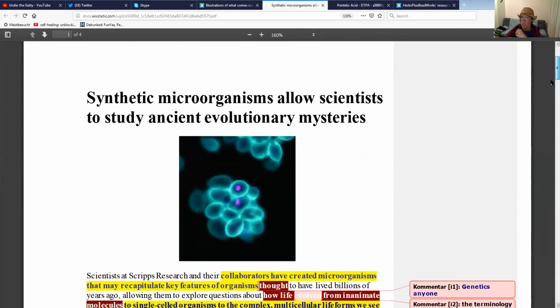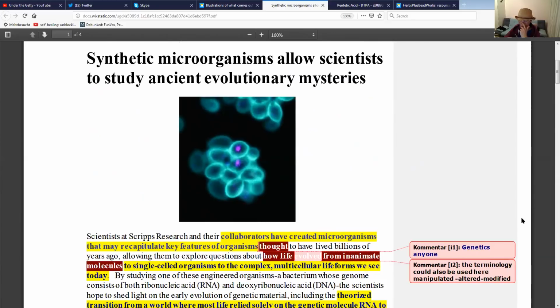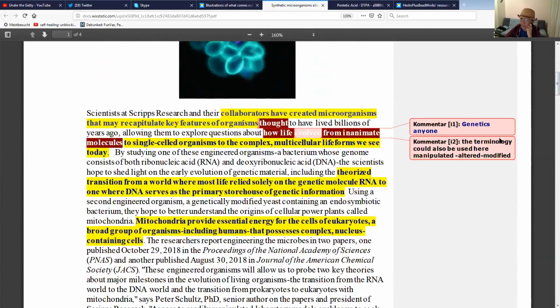So this is regarding synthetic microorganisms allowing scientists to study ancient evolutionary mysteries. Collaborators have created microorganisms that can recapitulate key features of how life evolved, from inanimate molecules to single-cell organisms to the complex multicellular life forms we see today. And here on the side is where Tony puts his annotated notes, highlighting the information that he found. Evolved is the word that he has pulled out, and the terminology could also be used here: manipulated, altered, modified. So this is another article.